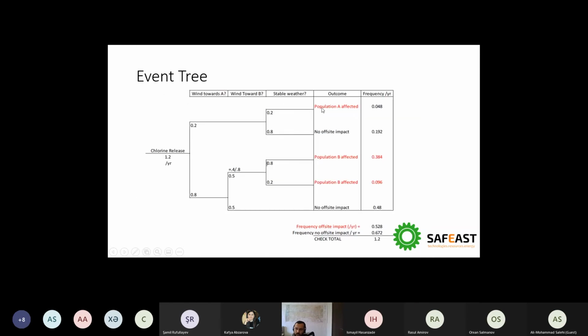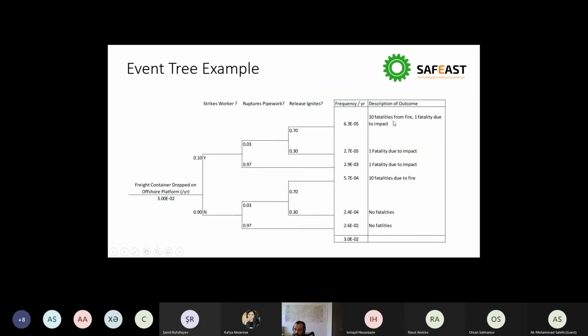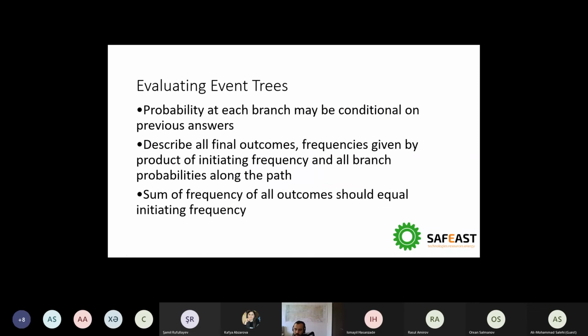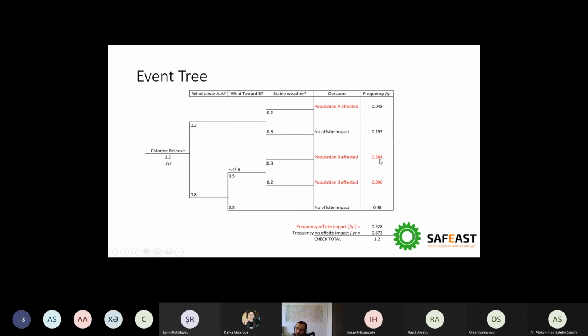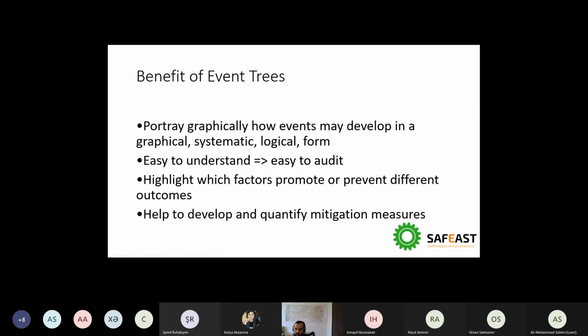So here you should say clearly what the impact is, like population A affected or 10 fatalities, so that the outcome is clear. And as I said, just for your check, once you complete your event tree, you just need to sum all your frequencies to see if it is equal to your initial frequency. If it is not, there is a mass error.